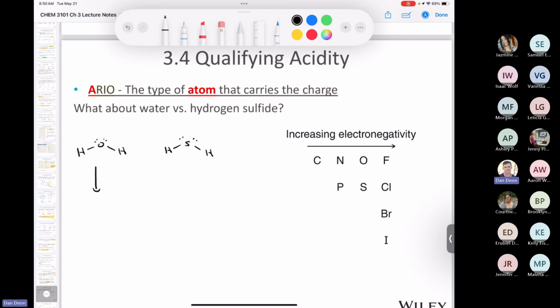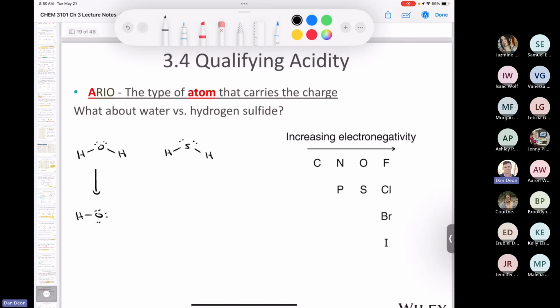So let's draw the conjugate base of water, which is a hydroxide ion. Hydroxide ion, like this. And then if we draw the conjugate base of hydrogen sulfide, we get a hydrosulfide ion. So there we go. Now we see that the negative charge on one of them is on an oxygen and the other one is on a sulfur. So which atom is going to be better at stabilizing that negative charge?